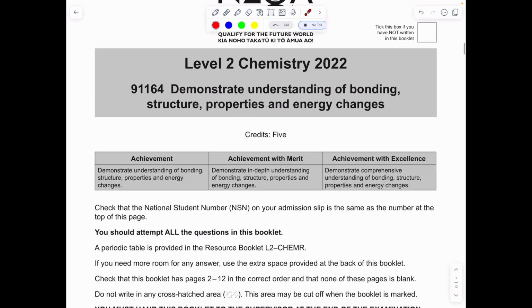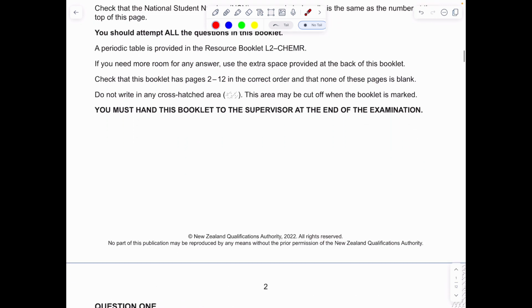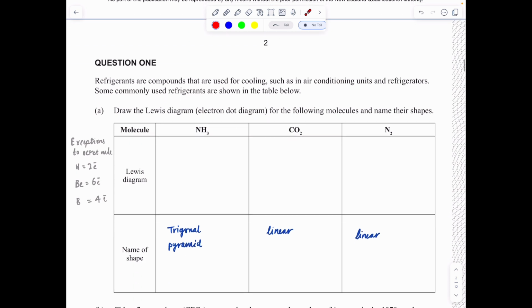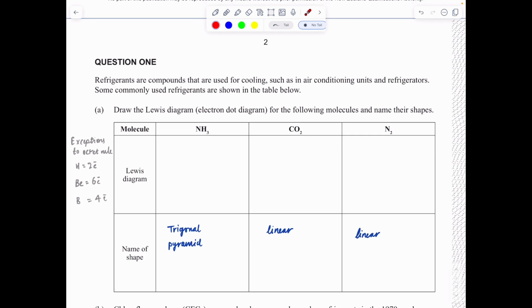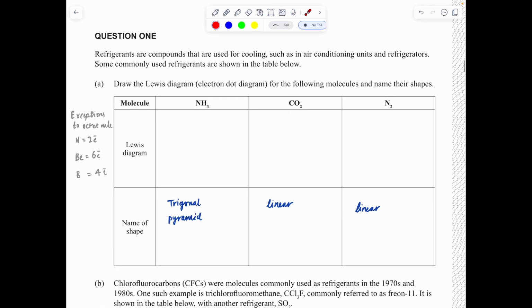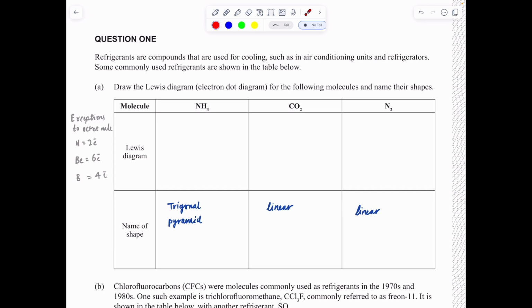Let's get into it. Okay, so the first question, question 1, a good old Lewis diagram question. Let's read it. Refrigerants are compounds that are used for cooling, such as in air conditioning units and refrigerators. Some commonly used refrigerants are shown below in the table. Draw the Lewis diagram for the following molecules and name their shapes.